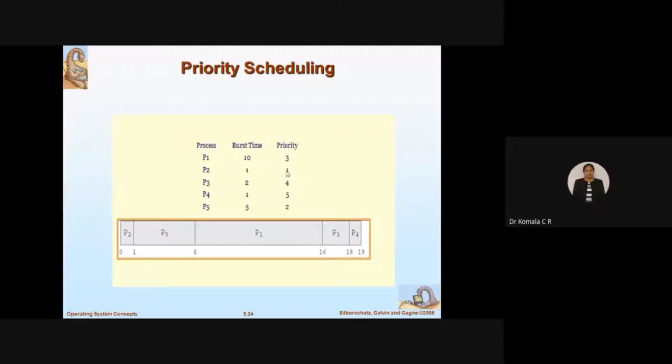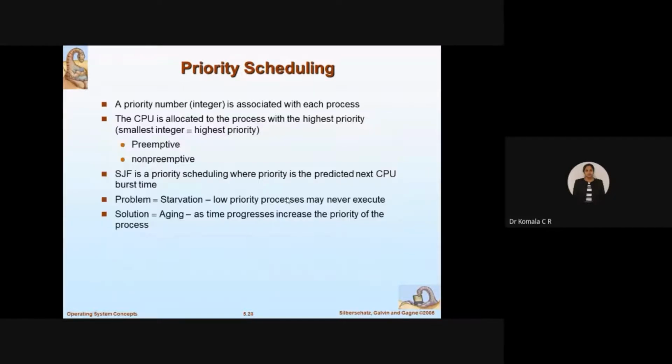So first priority should be given to P2 because 1 is smaller than all other numbers. The next smallest number is 2, so that process is given as second priority. Then P1 is given as third priority, then P3 as fourth priority, and P4 as fifth priority. Fine. So this is how the CPU is going to consider the processes to be executed, priority-wise.